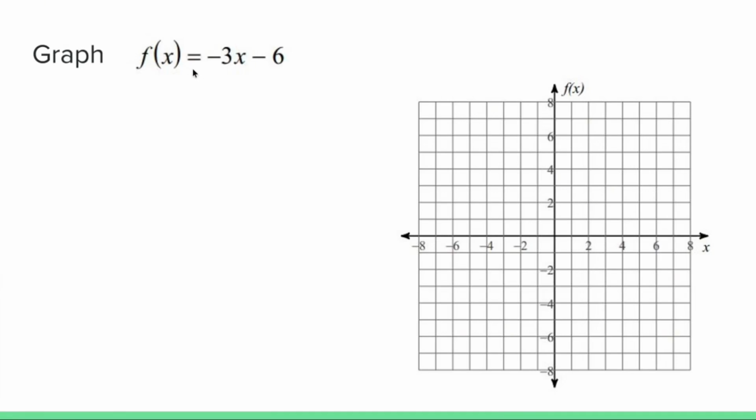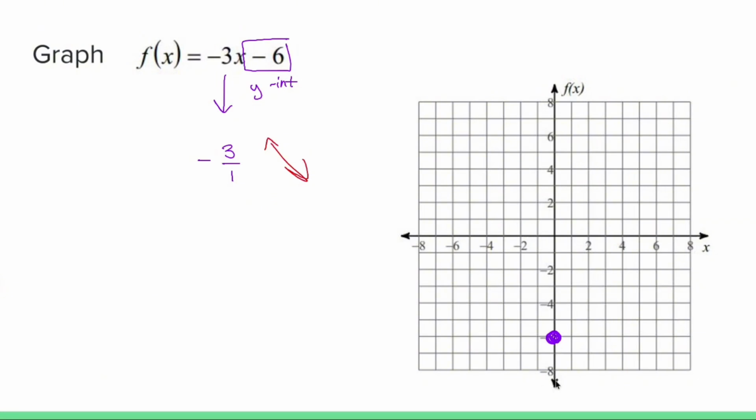Graph f of x equals negative 3x minus 6. So this is a straight line that you probably remember from Algebra 1. So what we're going to do is locate the y-intercept, and we're going to put a dot right there at negative 6. That negative 3 is my slope, so I'm going to write it out as negative 3 over 1. Now that is a negative slope, that has me going down 3, right 1.